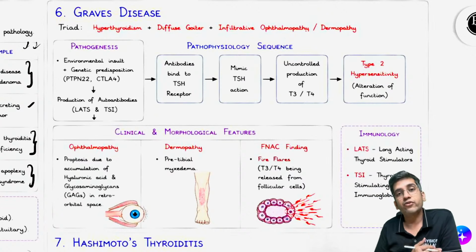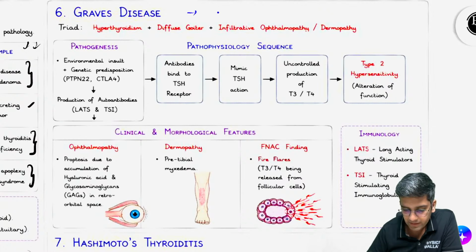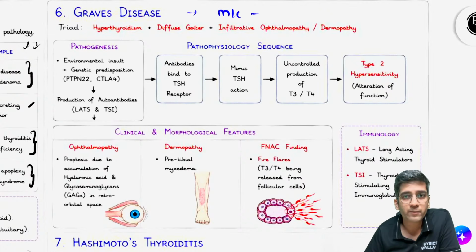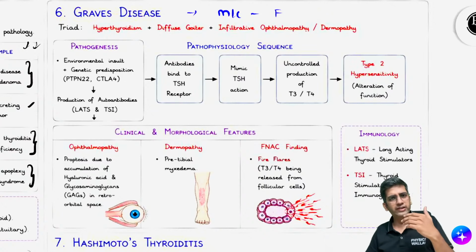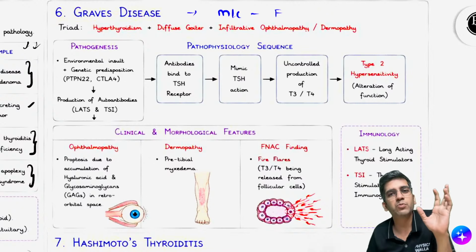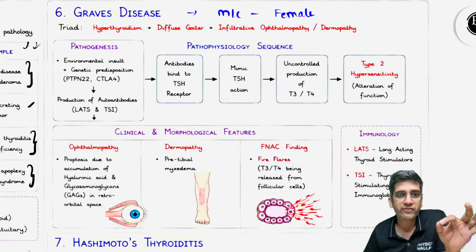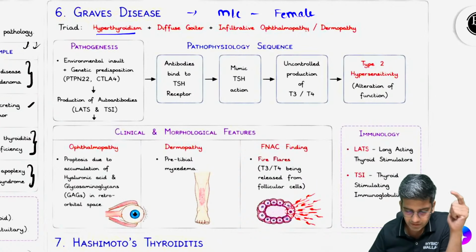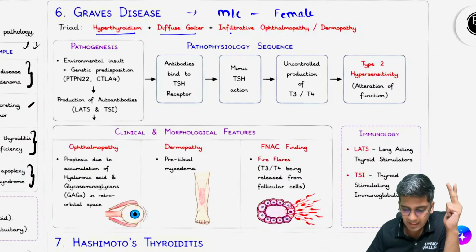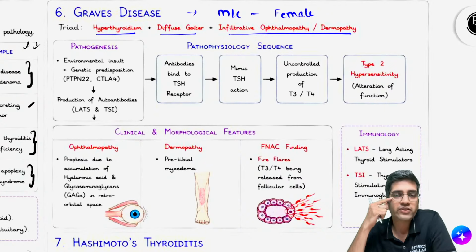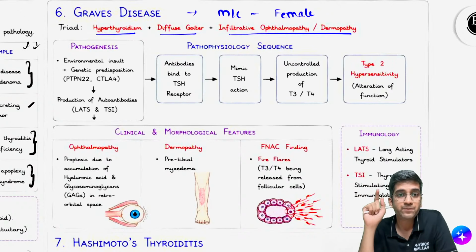One thing you can add for any thyroid lesion, it is definitely more common in which gender, female or male? It's definitely more common in females, right? Most of the thyroid lesions are more than 5-6 times more common in females than males. You can add that as a template to any thyroid disorder. Graves should have all the three features. I should have a serum hyperthyroidism, I should have a diffuse goiter, and I should have infiltrative ophthalmopathy or dermopathy. Infiltrative ophthalmopathy causes the proptosis. Dermopathy causes the pretibial myxedema, right?